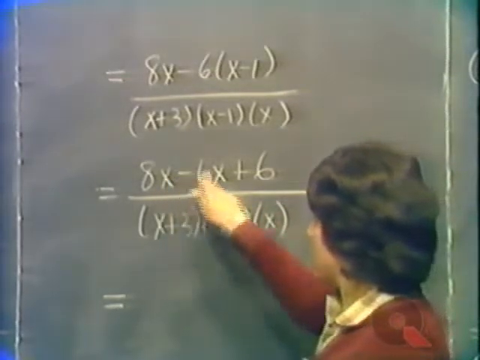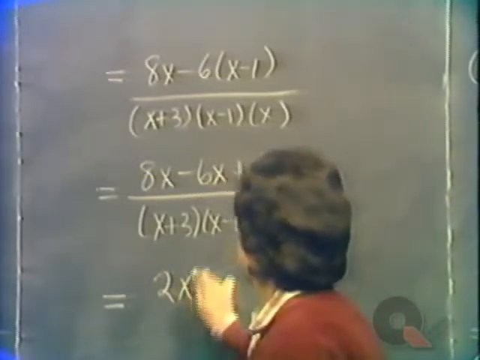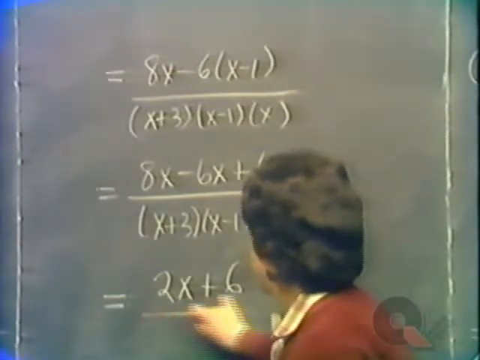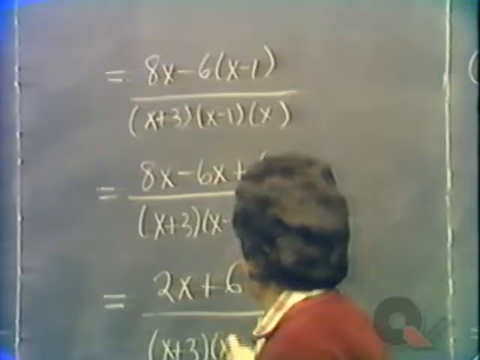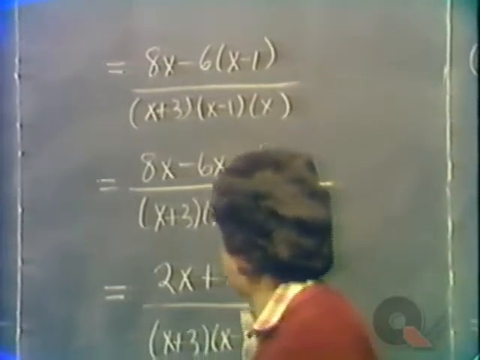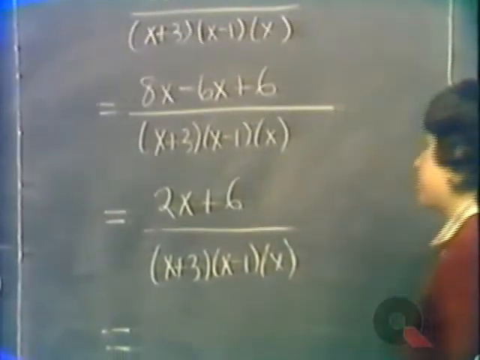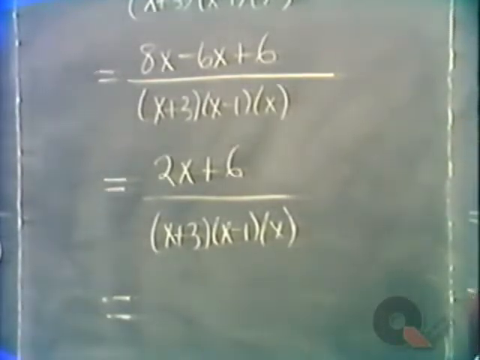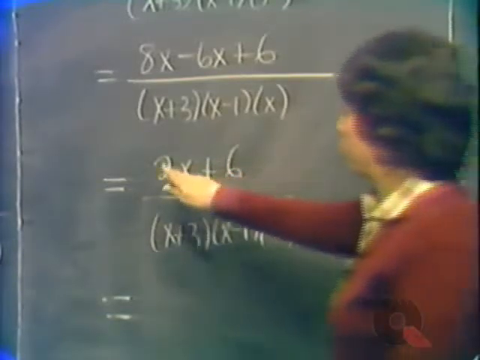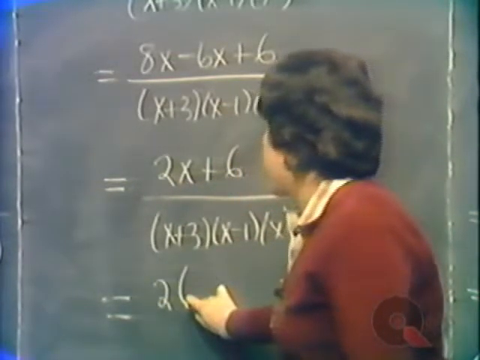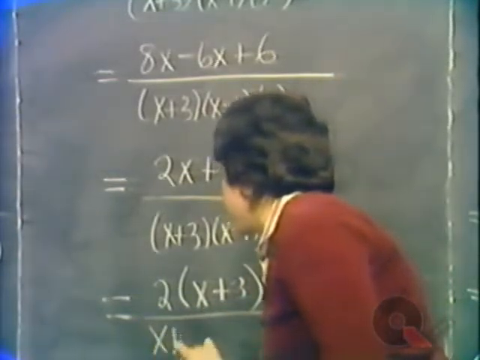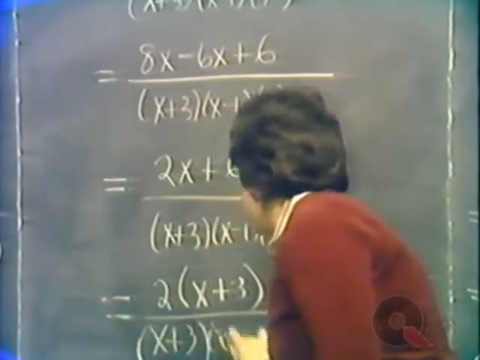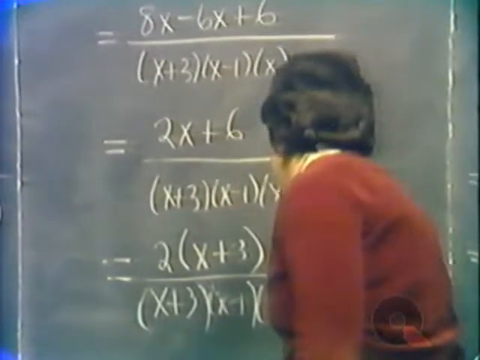Now, on top, 8x minus 6x, that's 2x, plus 6, combining like terms, over x plus 3, x minus 1 times x. And then last, we have to ask ourselves, is it in lowest terms? Are there any factors in common in the numerator and the denominator? We notice that if we factor out a 2 on top, we'd be left with x plus 3. And x plus 3 is a factor downstairs as well, so that we can simplify some.